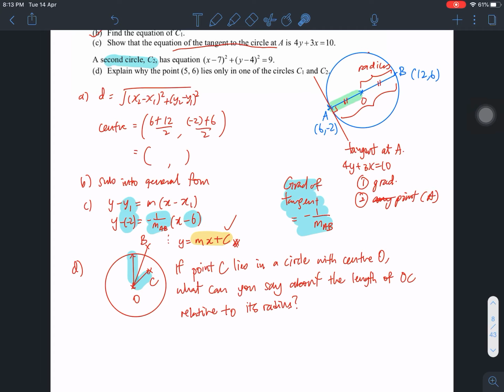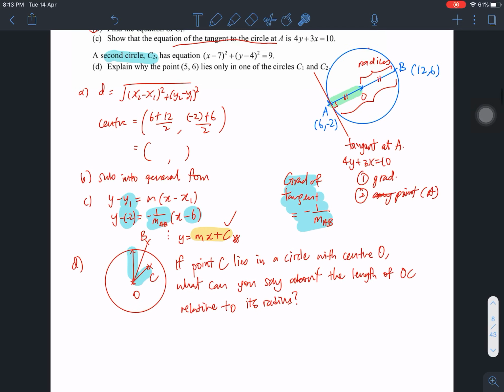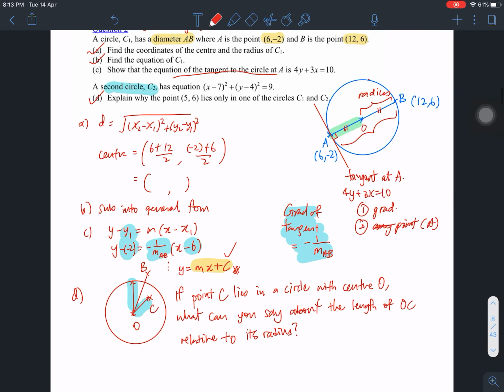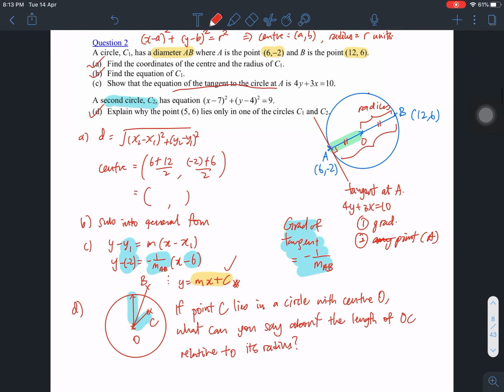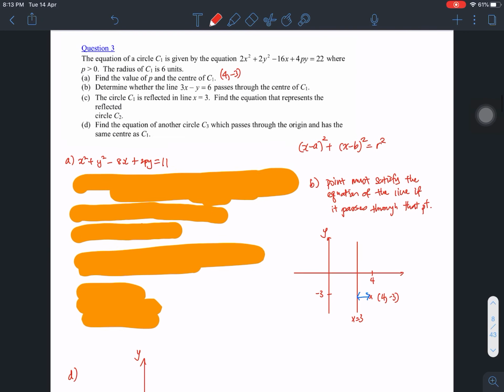So I'm sure you should be able to use this method to check which circle the point 5,6 lies in, whether it lies in C1 or C2. Right? So that is your part D. So I'm done with question 2. Right, let me go to question 3 now.